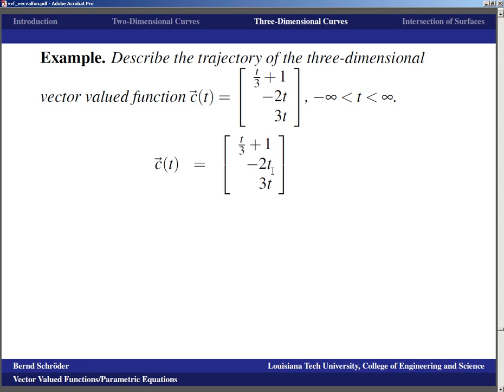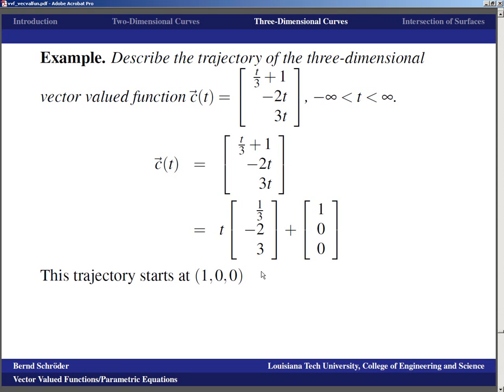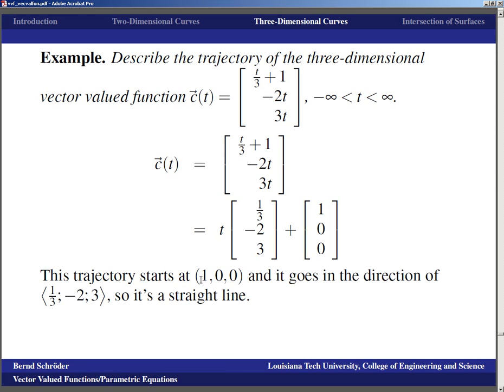And then when you've got t by itself, you can also factor that out. So this is actually just nothing else but t times 1/3 plus 1 right here. T times negative 2 in the y-coordinate, t times 3 in the z-coordinate. And so if you look at this trajectory, it is something that starts at the point 1, 0, 0, so x equals 1, y equals 0, z equals 0, and it then goes in the direction of the vector 1/3, negative 2, 3, which means it's a straight line that starts at this point and has this direction.